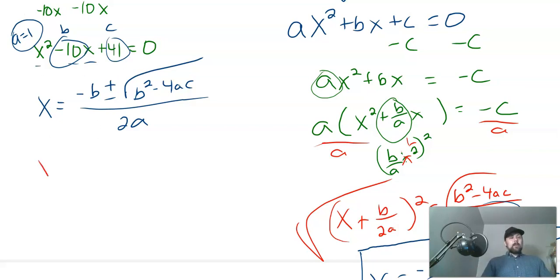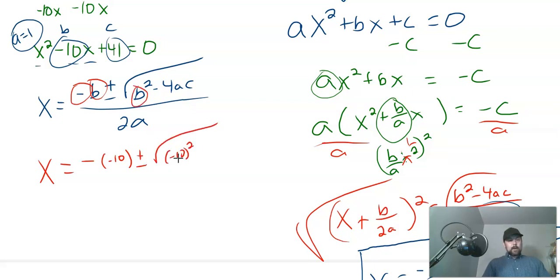All right, so we'll have x equals, we have a negative sign in the formula, negative, and then b, which is negative 10. So that's a common pitfall. When b is negative, be careful, you get a double negative there. Plus or minus b, which is negative 10, squared. Another common pitfall. Minus 4 times a, which is 1, times c, which is 41. The whole thing divided by 2 times a, which is 1.